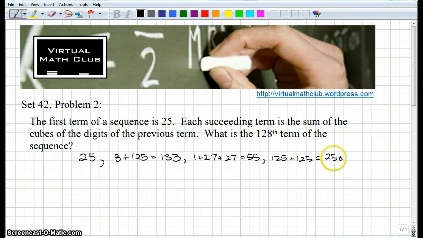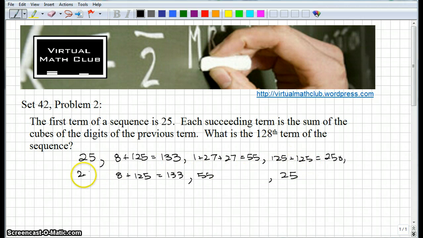Now if you notice, you'll see that there's a 2 and a 5 and a 0. So the next one is just going to look like 8, which is 2 cubed, plus 125, which is 5 cubed, and 0 cubed is of course 0, so you get 133 again, right? And then that's going to give you 55, and then that's going to come around again and give you 250. So you're going to get this sequence that looks like, here we have 25, 133, 55, 250.